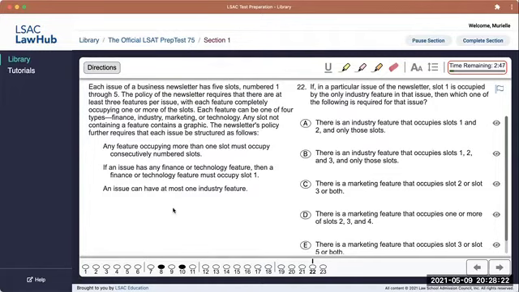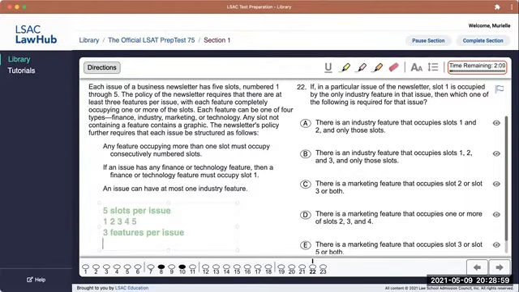Oh boy. All right, so each issue of a business newsletter has 5 slots, numbered 1 through 5. So we've got 5 slots per issue. We'll just start there, and we've got 1, 2, 3, 4, 5. The policy of the newsletter requires that there are at least 3 features per issue, with each feature completely occupying 1 or more of the slots.